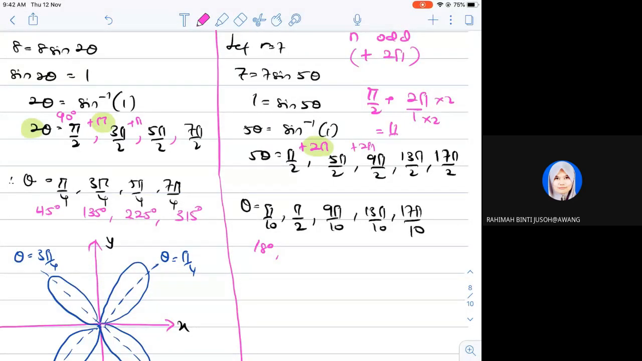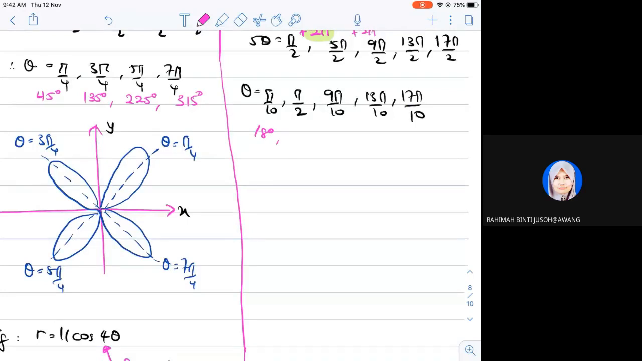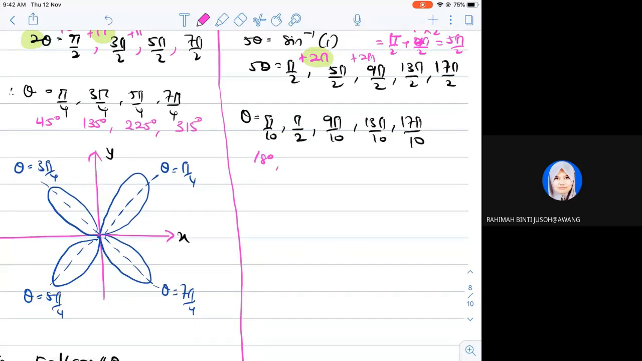So, pi over 2 plus 2 pi, 4 pi over 2 becomes 5 pi over 2, right? Understand? Okay, thank you. Okay, good question. Bila tanya, baru saya explain. So, mungkin ada student lain yang tak faham juga, so boleh faham.